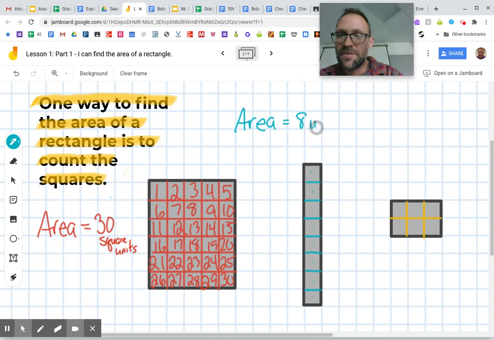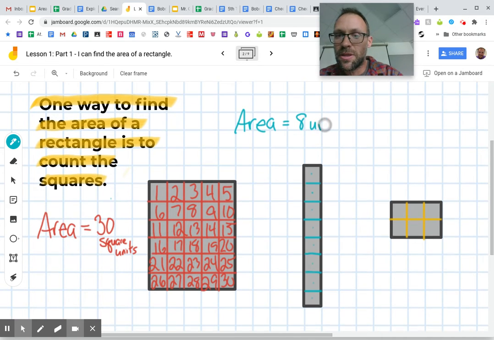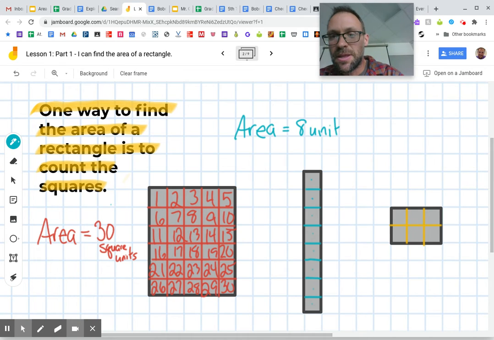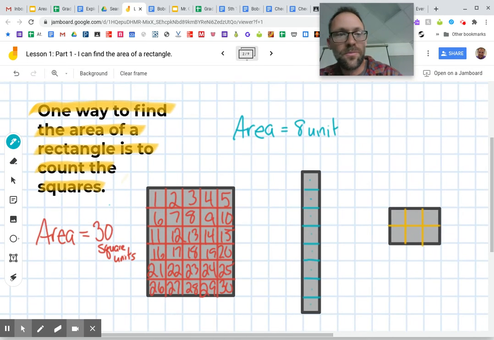And I can write that in a different way. I can write the word unit squared. 8 units squared. That's another way to write the same thing as I did over here.